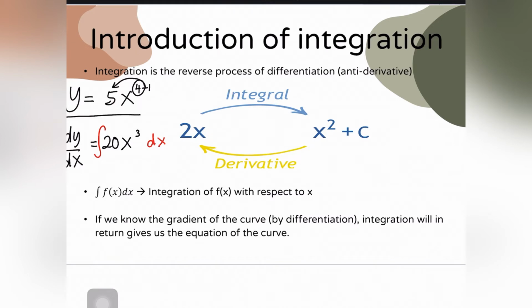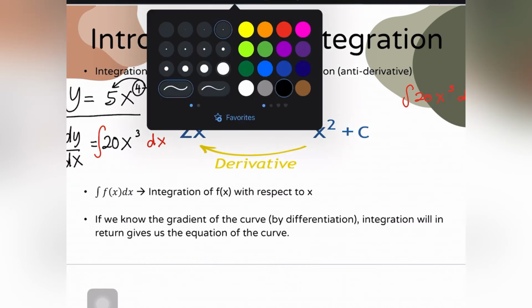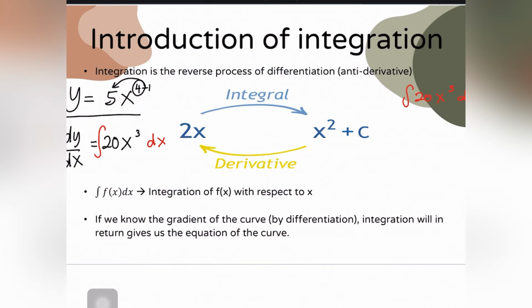Okay, so now we do a process of integration on the function 20x to the power of 3 with respect to x. Remember, you have two steps. The first step is you need to plus the power of x by 1. So you have 20x, now the power of x becomes 4. And the second step is divide. You need to divide by the new power. The new power here is 4. So 20 divided by 4, you will get 5x to the power of 4.